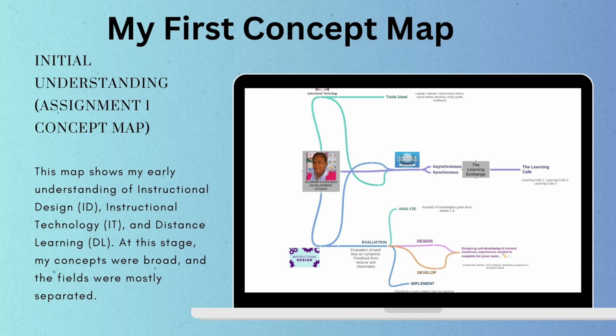I mostly relied on surface level terms, and my focus was on listing ideas rather than showing relationships or depth. This map reflects how I was still in the early stages of grasping how theory, tools, and delivery methods all work together in the design.